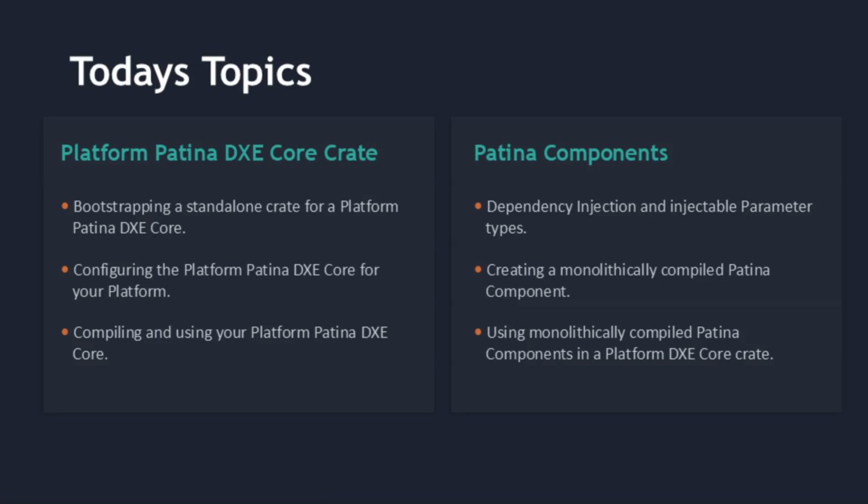Patina's dependency injection allows you to take a dependency on any type that implements a trait called param. Your component will not be dispatched until all dependencies are satisfied, and once dispatched, all dependencies are provided immediately through the component entry point. Patina provides some params out of the box, but developers are free to define their own param implementations. Let's explore some of the available param types provided by Patina.